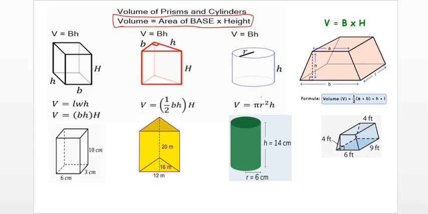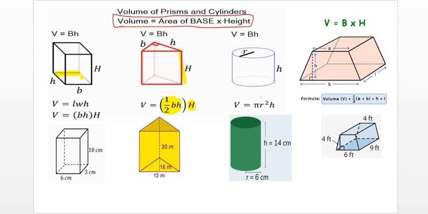Let me explain. For example, if you cut this triangular prism into slices, or if you take a cross section of this triangular prism, each cross section will be a triangle. So that means you have to find the area of the triangle. What is the formula for finding the area of the triangle? It is half times base times height, and then you will multiply it with the height of the prism.